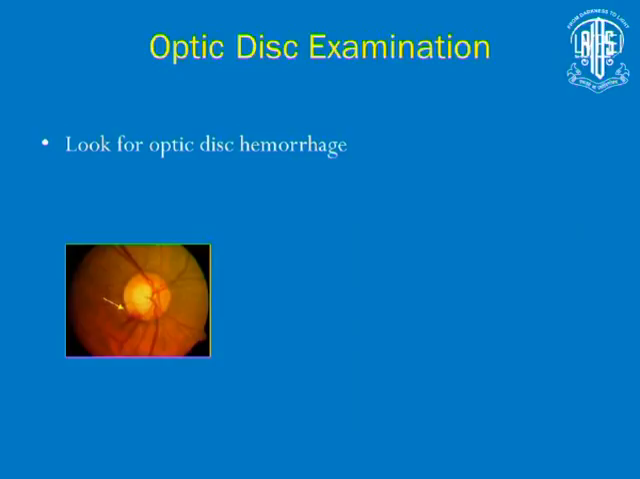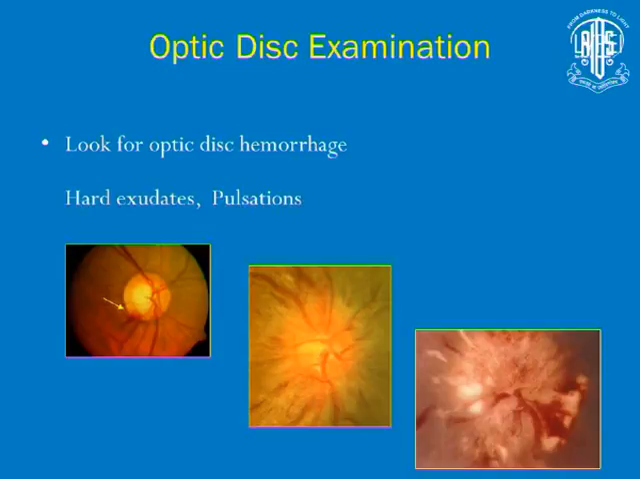Then we come to the surface of the disc. On the surface, not only hemorrhages, you may have exudates. Like this is a typical glaucomatous disc with a splinter shaped hemorrhage, and this is a swollen disc with multiple hemorrhages, as well as there are hard exudates. We should also look for vascular signs like absence of pulsations or dilatation of veins. So all these come into the surface of the disc.